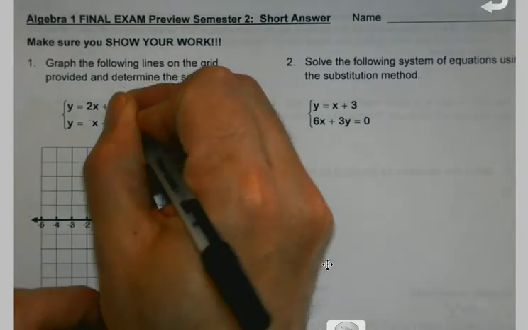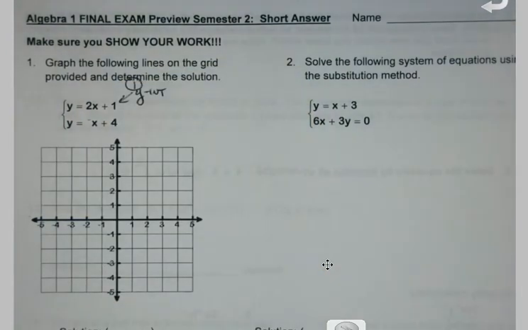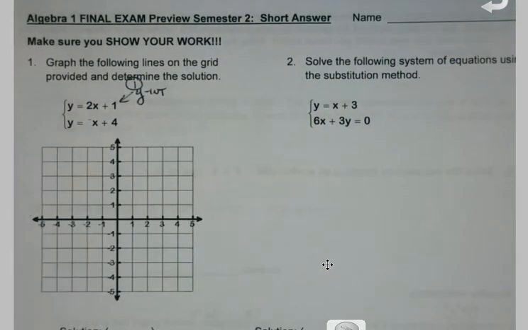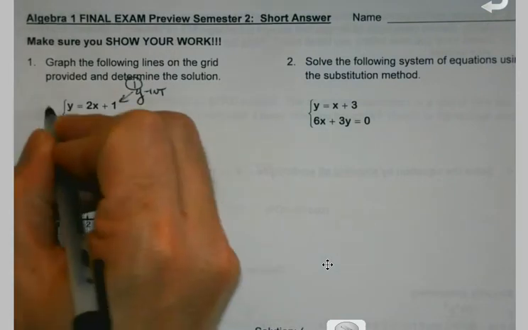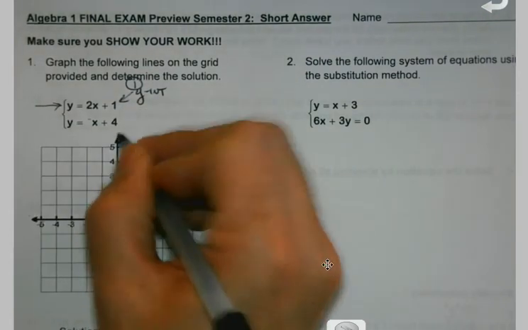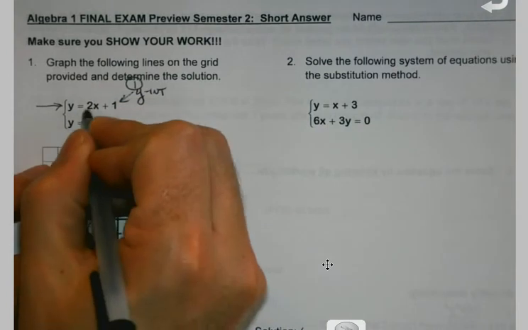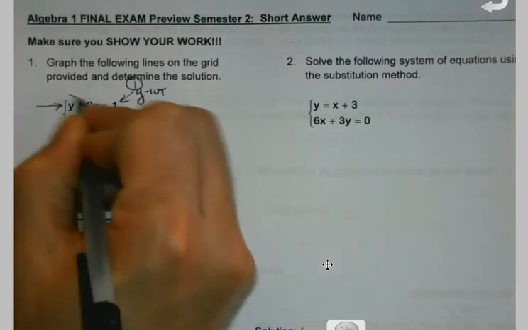Whenever I'm going to graph, I'm always going to take care of the y-intercept first. Whatever number's sitting here on the end. So for this first one, I'm going to go ahead and use my black pen. If my y-intercept is 1, I put a big old dot on the y-axis where that 1 is going to be. As far as figuring out the slope from there, remember, we like slope to be a fraction.